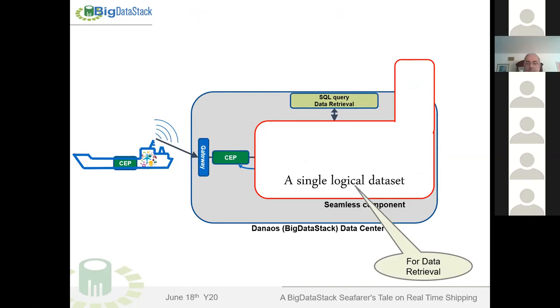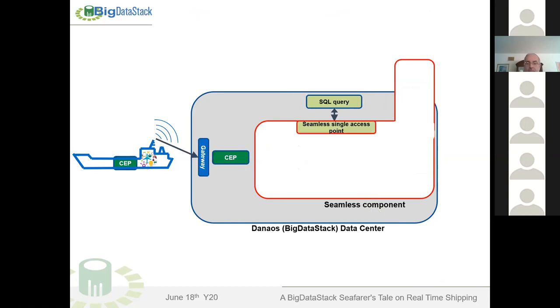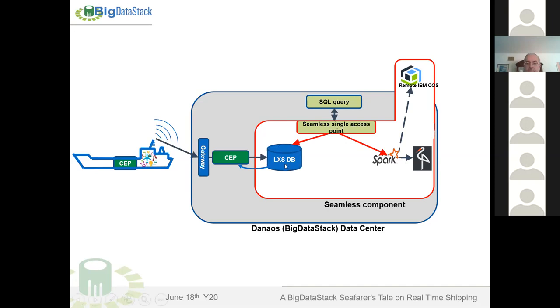So this is for data retrieval, since data ingestion is directly done to the Lean Scale database. This seamless component presents a single access point, and underneath, when an SQL query, for instance, is sent through this access point, it is forked into two separate queries, one for the Lean Scale database part, one for the object storage part, through the Spark SQL framework, and then partial results are merged back and presented to the requester.